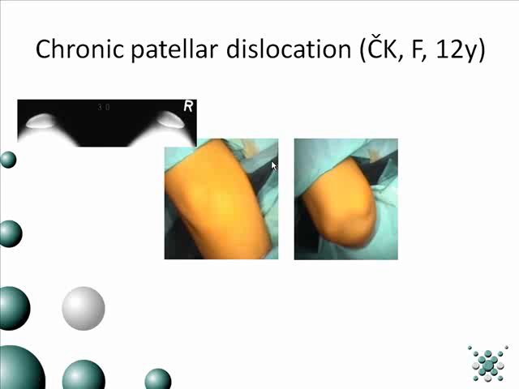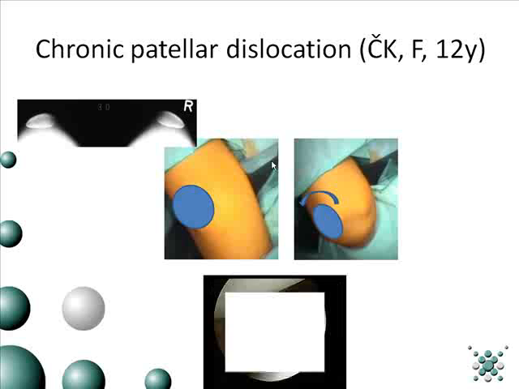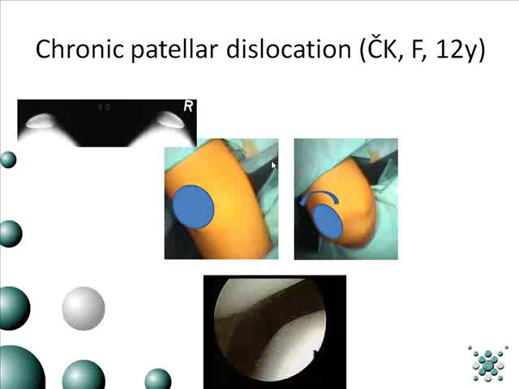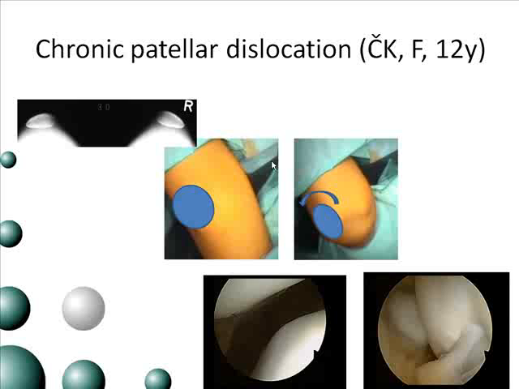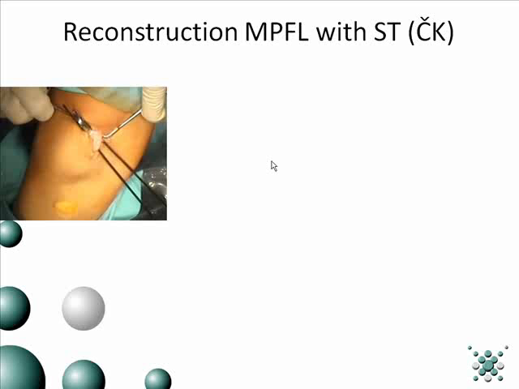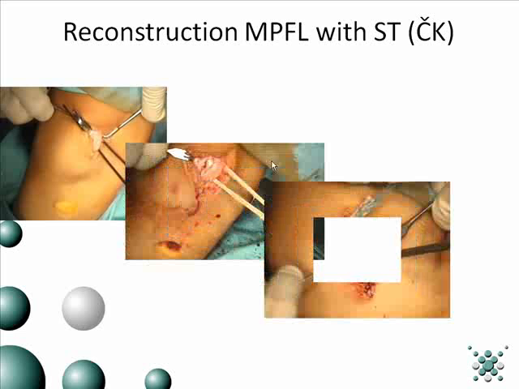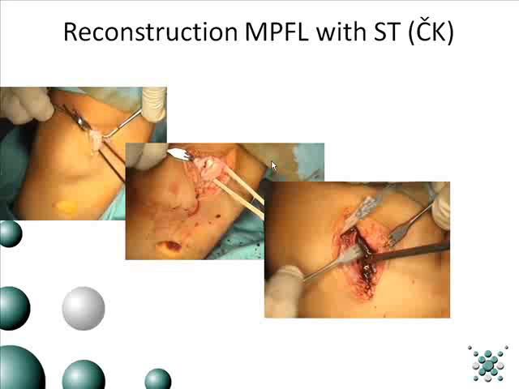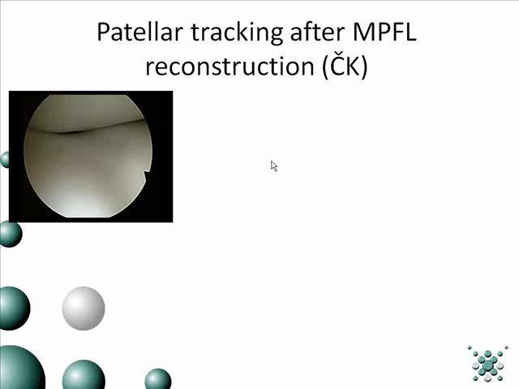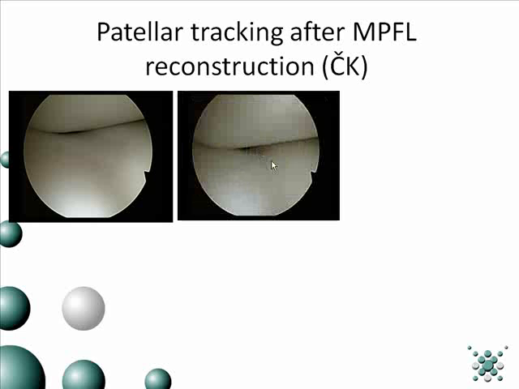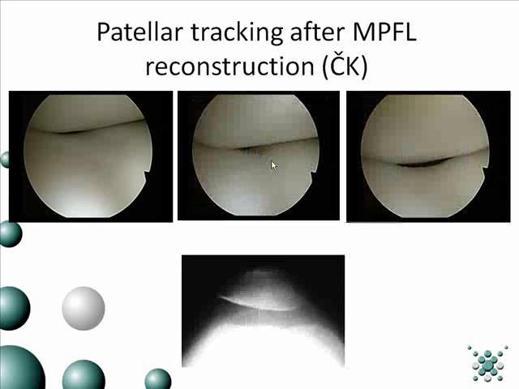This is chronic patellar dislocation, a 12-year-old girl, and this is arthroscopy. It's important to do before and after surgery, of course. You can see the dislocated patella, and we made these 2 tunnels. It's a known technique, and this is the interference screw. After surgery, you can see very good patellar tracking and X-ray.